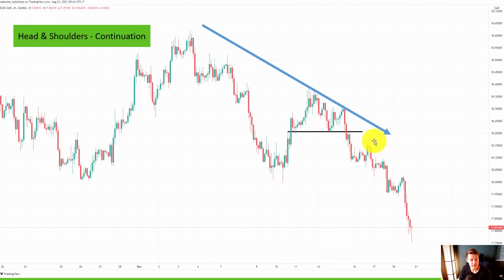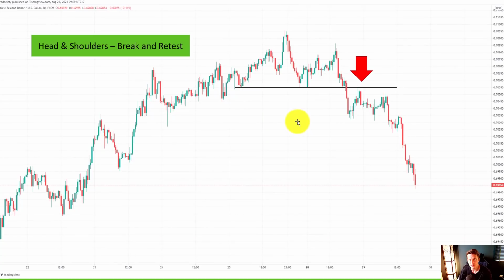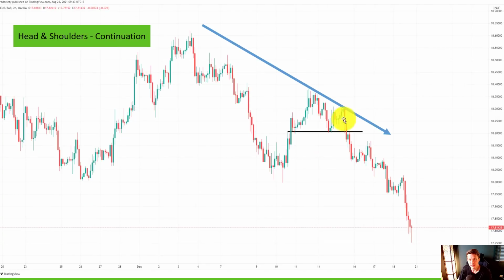Head and shoulders could also be a continuation. So whereas in this example it was a reversal, so uptrend leading to downtrend, here the head and shoulders is what is connecting a downtrend here with another downtrending phase here. So it's in the middle between two downtrending waves. So it's a connector phase and a continuation.